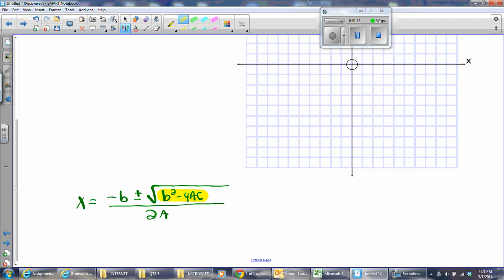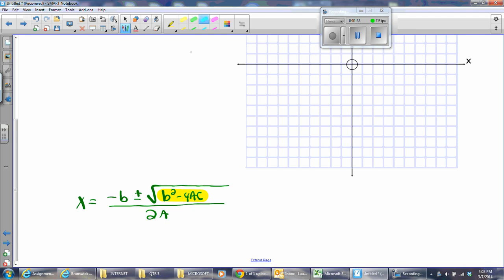Now, be warned, if we get no solution, it doesn't mean we're not going to graph. It just means that our parabola won't cross the x-axis. Remember, I've mentioned in the past two videos that the solutions are the roots of the quadratic. They're the place where the parabola crosses the x-axis, okay?